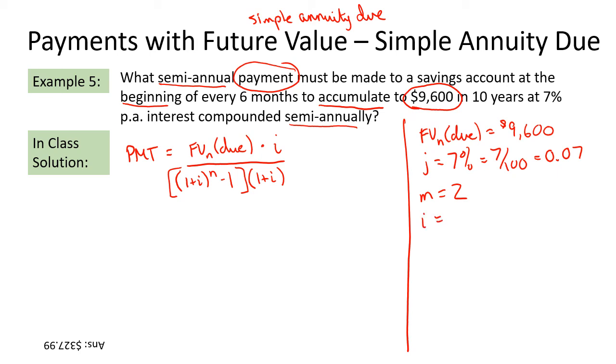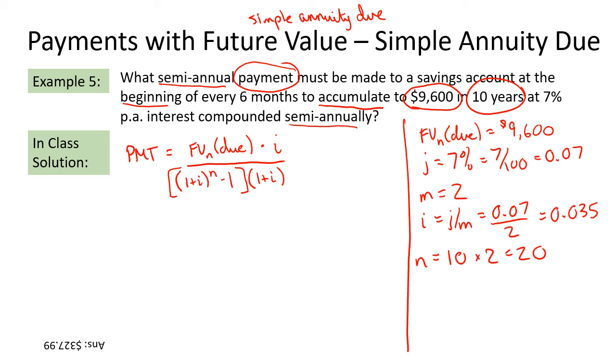So our periodic interest rate I, which is J divided by M, is equal to 0.07 divided by 2, or 0.035. Our last term, N, okay, this is 10 years long, so it's 10 multiplied by the number of payment periods per year, which is 2. So we get 20.